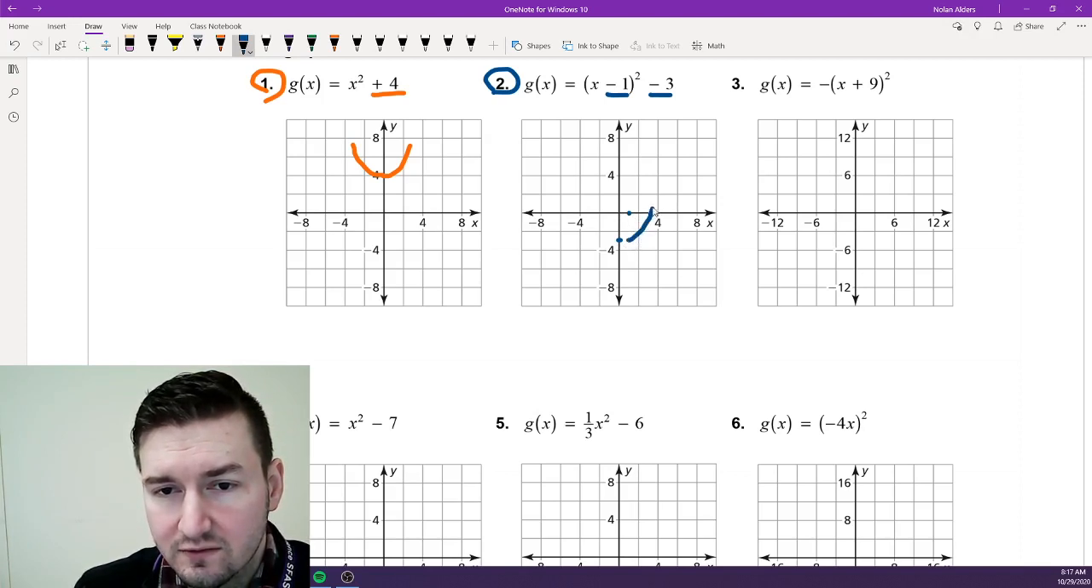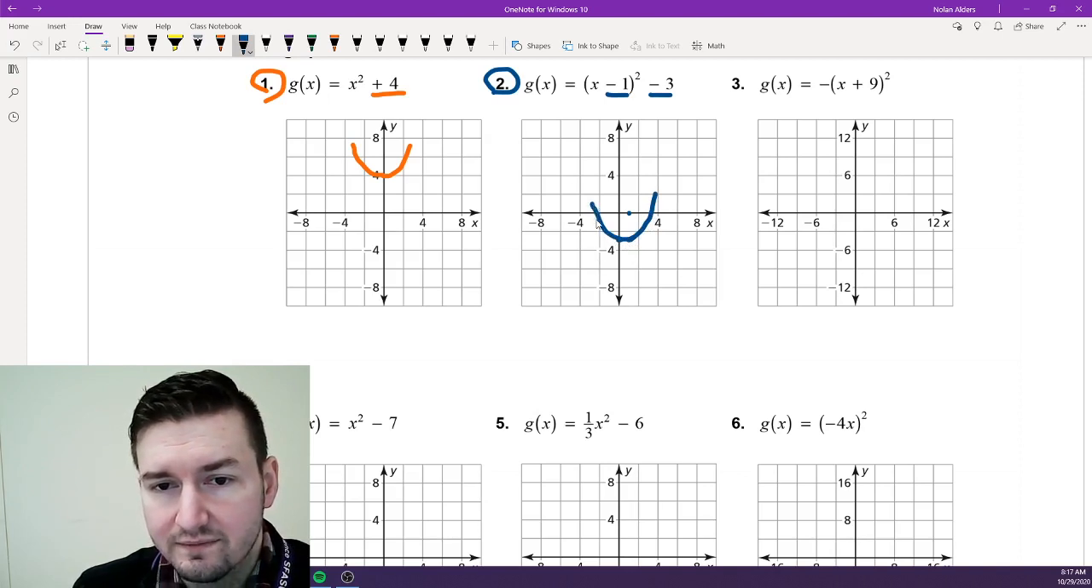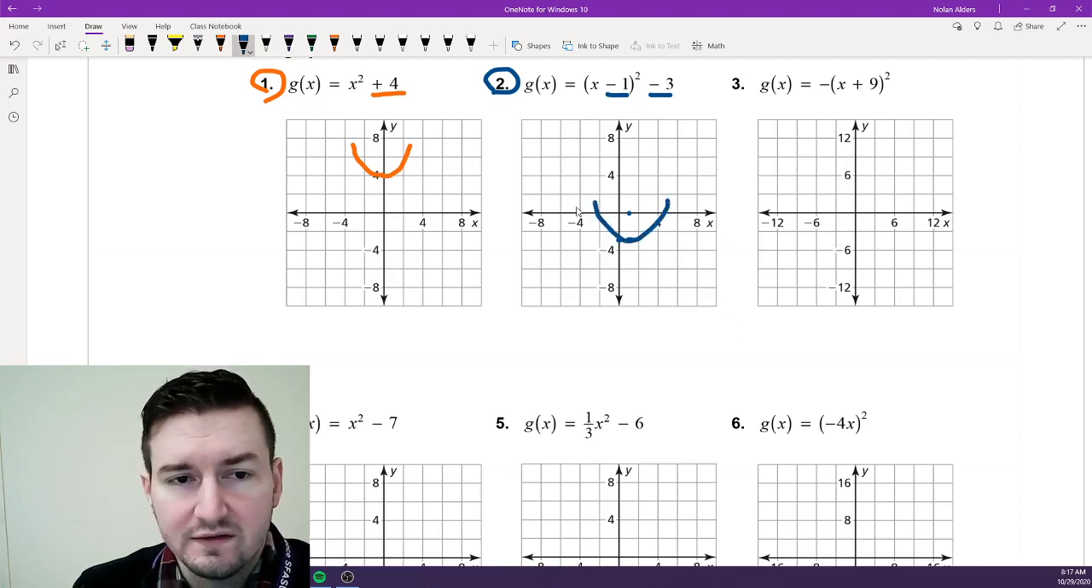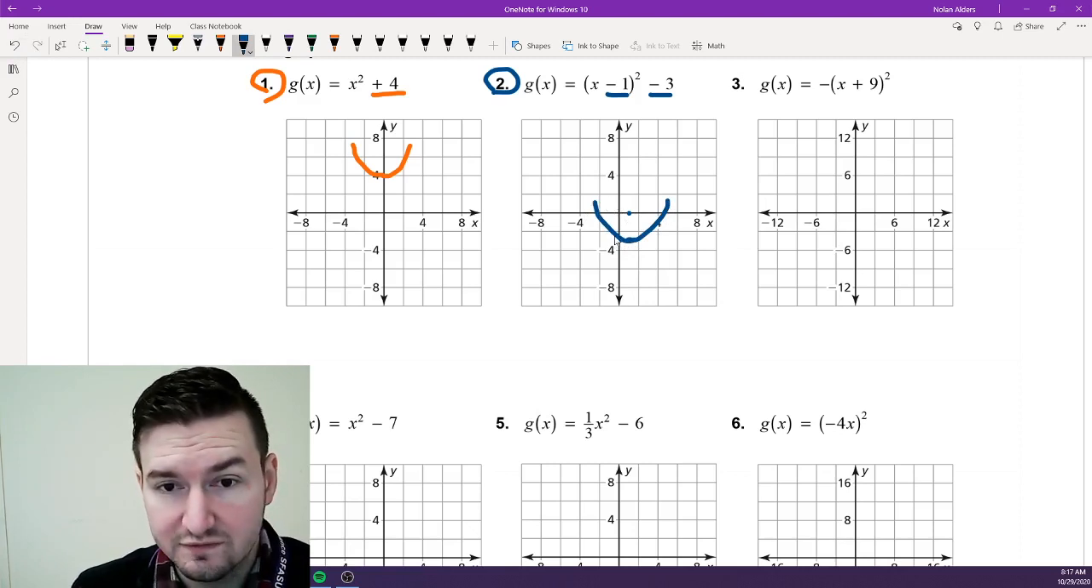So we're going to have a little quadratic function right about there. And that's not the best job I can do, so let's try that again. Something like that. All right. So a little quadratic function that's moved down 3 and right 1.